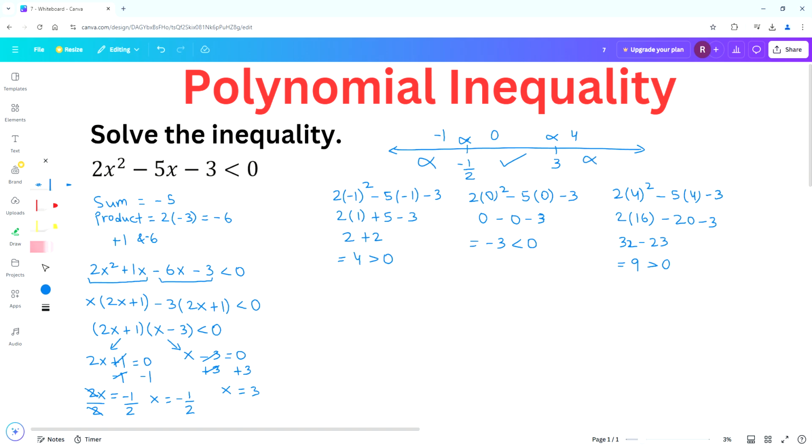Therefore, the solution for the given inequality in inequality notation can be written as follows. We can write this solution in interval notation as follows. We do not include -1/2 and 3 in the solution for this inequality. This should be the final answer for this problem. So these are the steps you have to keep in mind to solve a problem like this one.